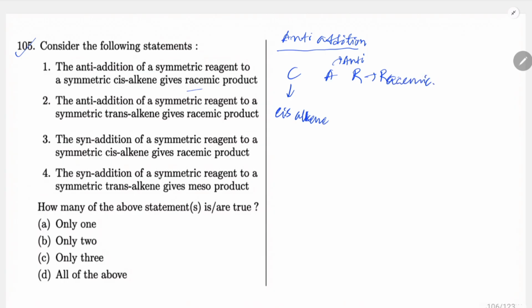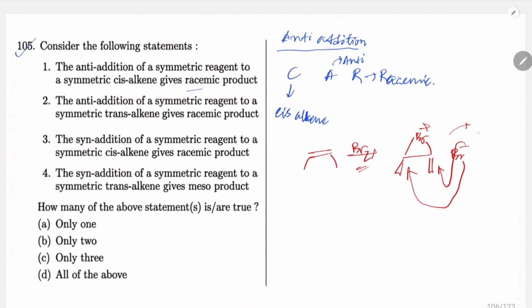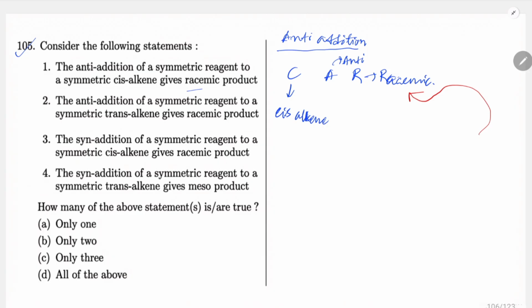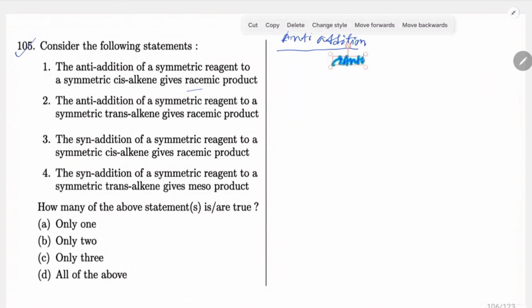So for example, suppose this is a cis alkene, and we are adding Br2. This is an anti-addition. So this bromine, this is in the plane and this is up. Now the Br minus can attack from this position or from this position. It will basically give two types of product, and both will give the racemic mixture. Now coming back to the point, so the thumb rule is like this.